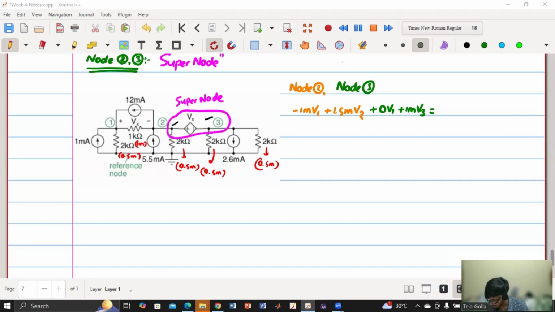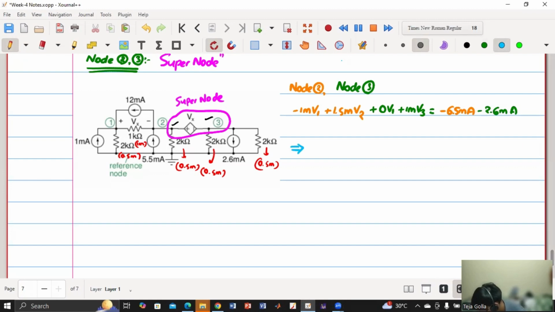Minus 12 plus 5.5. Yes, you are right. Minus 6.5 milliampere. And then the current entering node 3 is minus 2.6 milliampere. So now this completes our supernode expression.